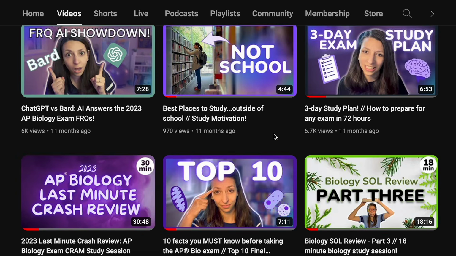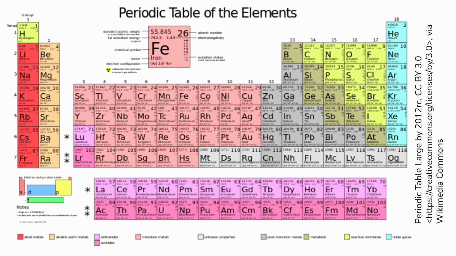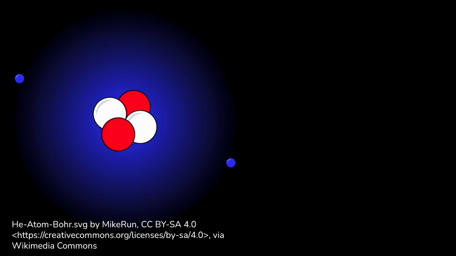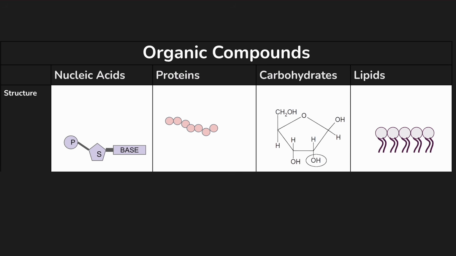Let's get started. Very briefly, remember all matter on Earth is made of different elements. Elements are composed of different atoms. And in biology, we really want to focus on molecules called organic compounds. Now, these are special molecules that all contain carbon that are essential for life. And the four main categories are nucleic acids, proteins, carbohydrates, and lipids.